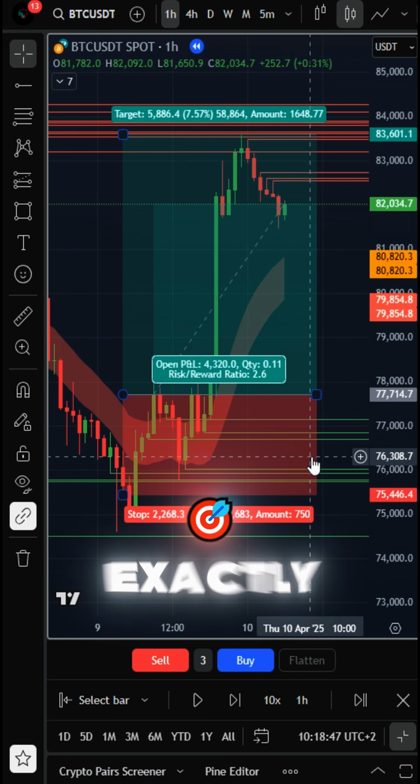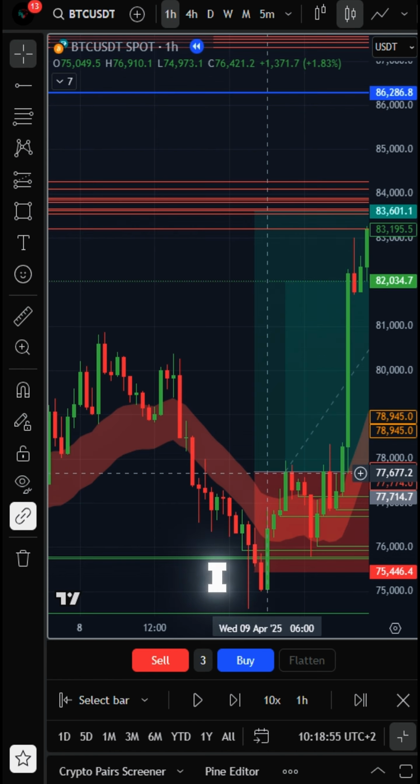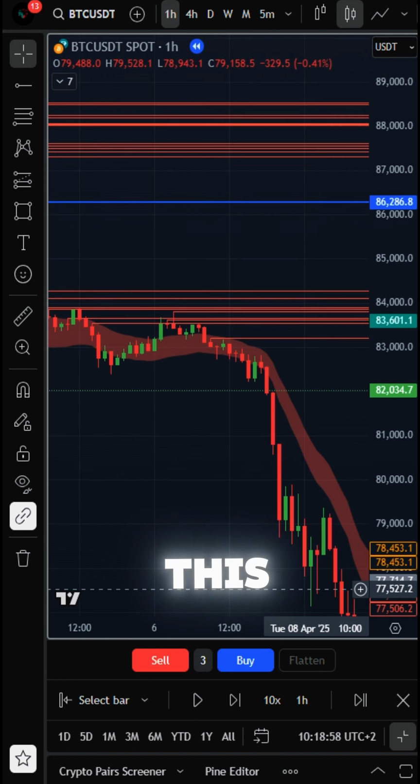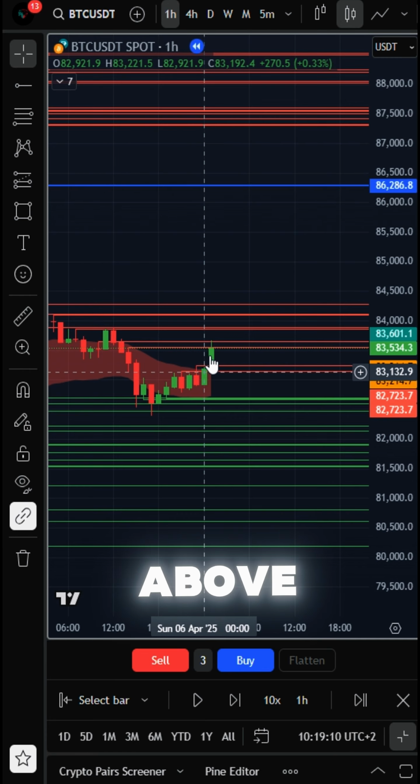This is exactly how you use this. And when I started doing this, when I started using liquidity, not only seeing the candle breaking above and starting to trade, I made a lot of money. For example, here, this is another example. Let's say once again, I see the candle breaking above this level.